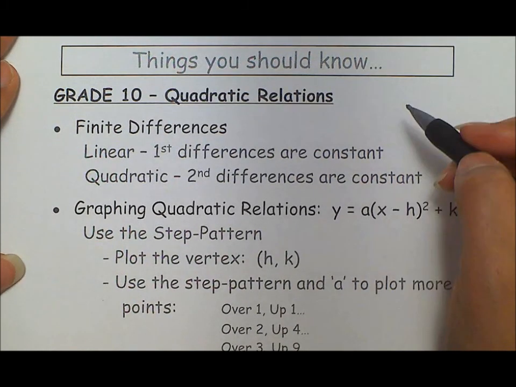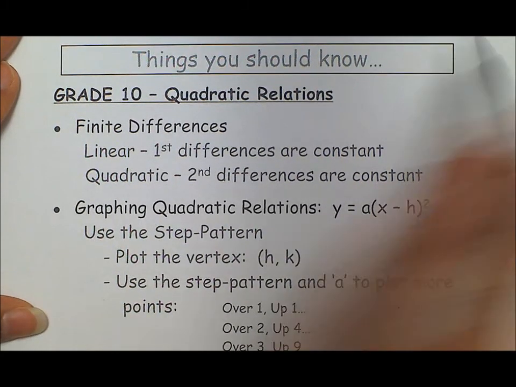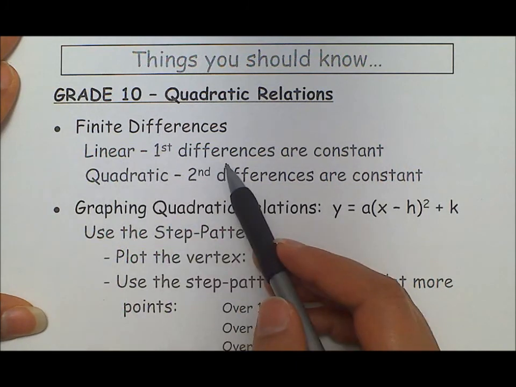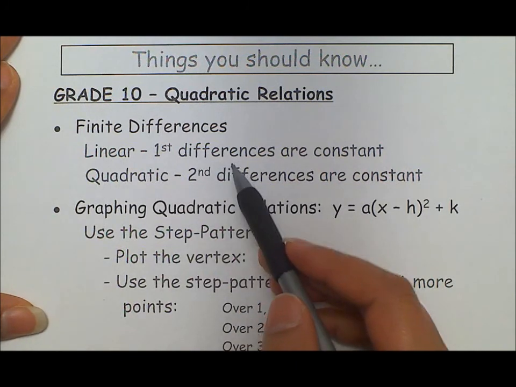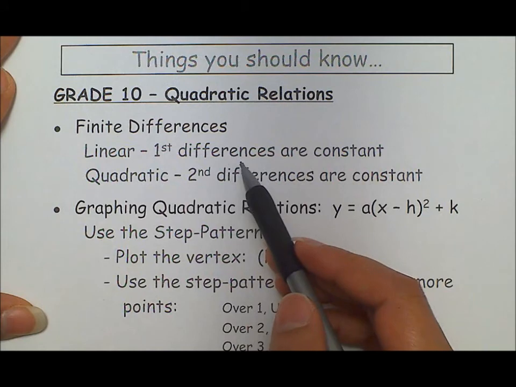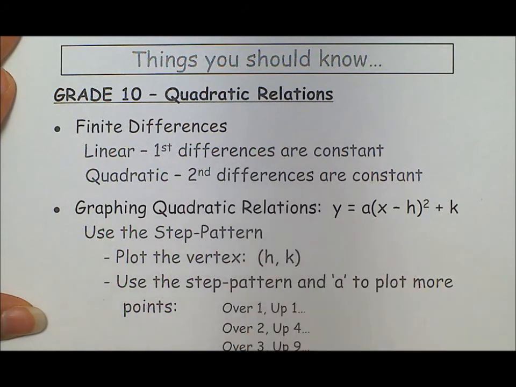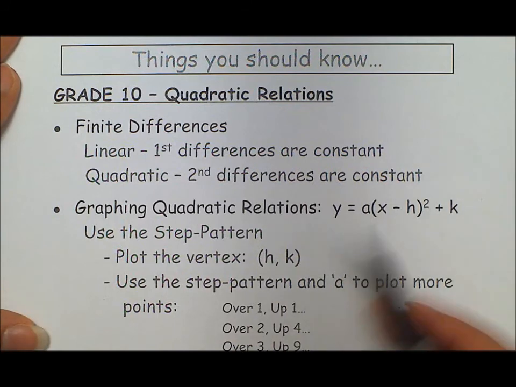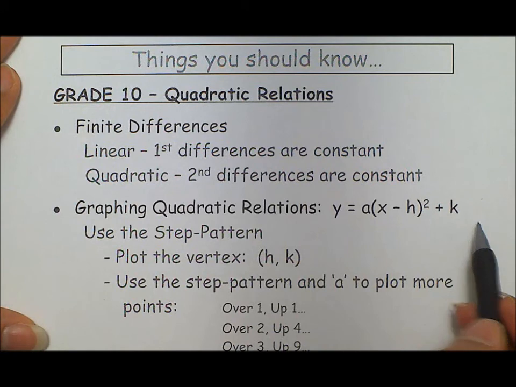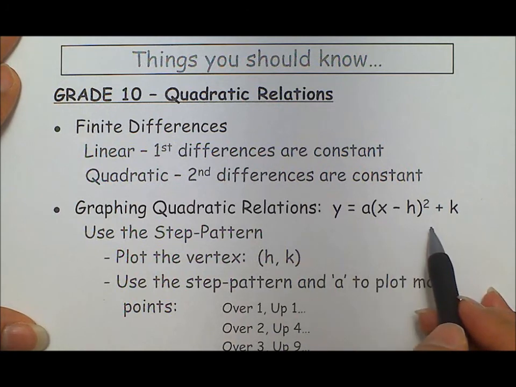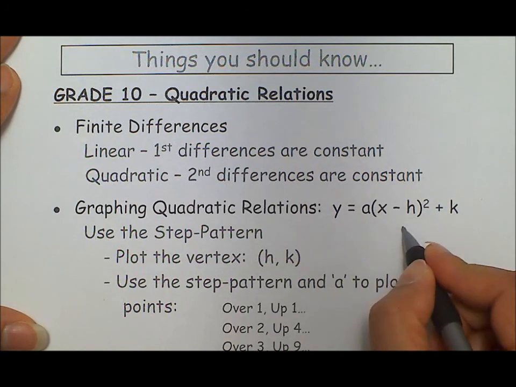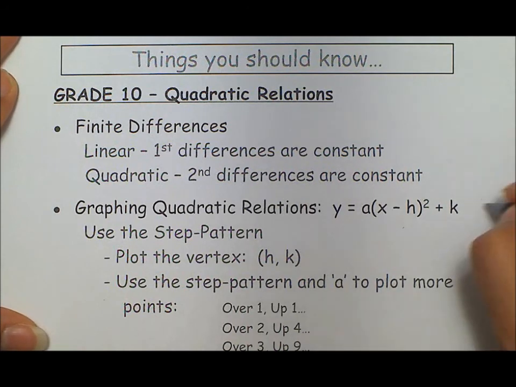You looked at finite differences, so you know the relation is linear if the first differences are constant, and you know it's quadratic if the second differences are constant. You also looked at how to graph quadratic relations that are in the form y equals a(x minus h) squared plus k. In case you forgot what a quadratic relation looks like, it's just a U-shaped curve that either opens up or opens down.